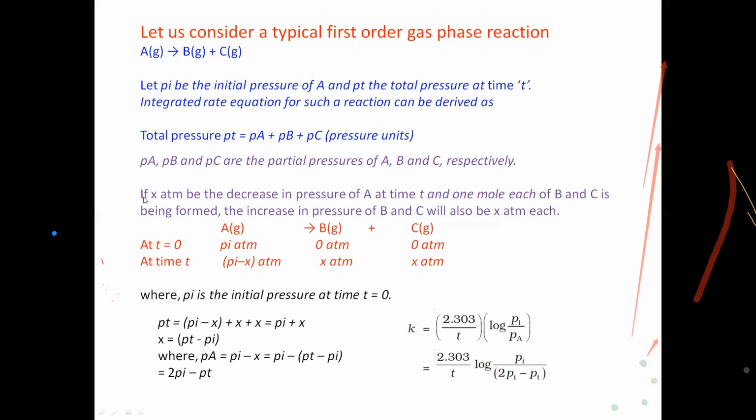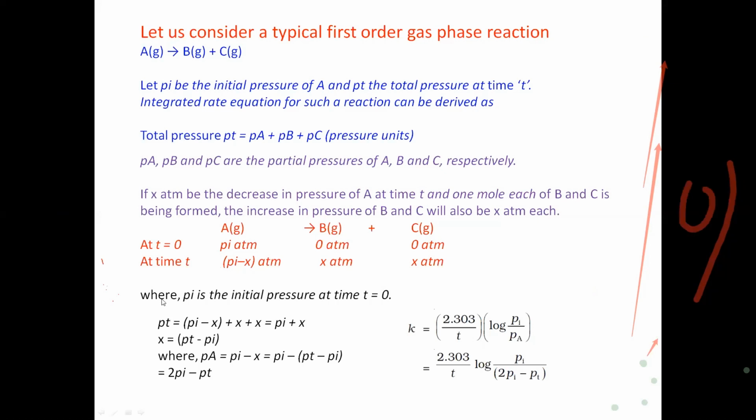So I am considering that if x atmospheric pressure is the decrease in the pressure of A at a time t, then when the reaction has proceeded at a time t, the final pressure of A will become pi minus x, because x is the decrease in pressure of A. When the reaction has started, whatever pressure is decreasing, that pressure I have considered as x, right? So pi minus x atmosphere is the final pressure of A, right? At the same time there is a formation of B and C gas, so the pressure they exert will be x atmospheric only, right? Because x has decreased, so x formation will also happen there.